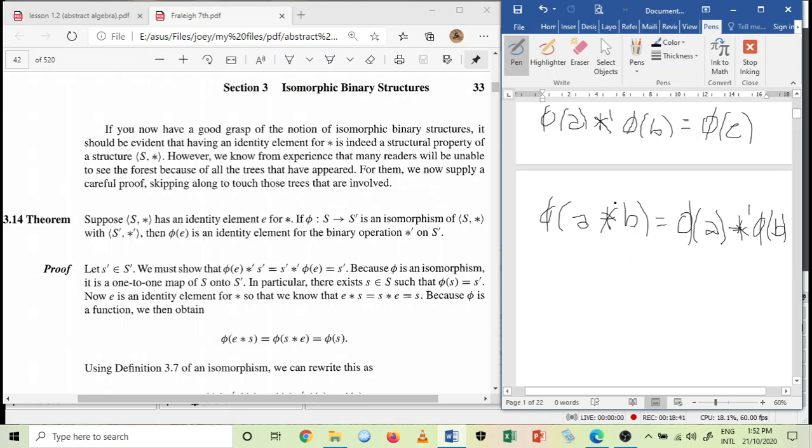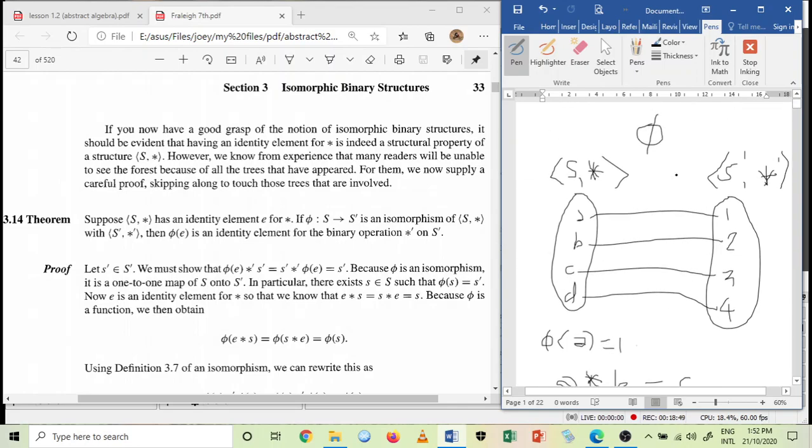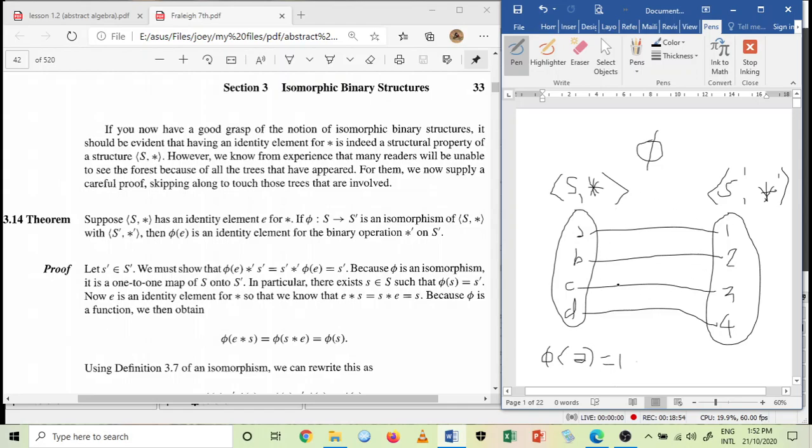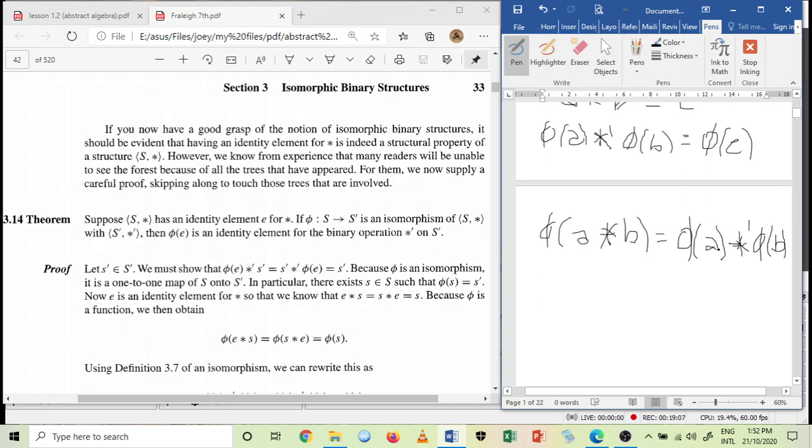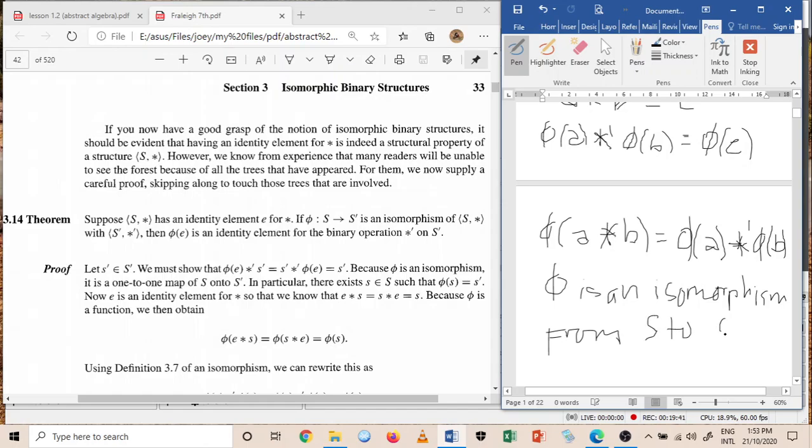So, for two binary structures to be isomorphic, there should be a one-to-one onto correspondence or function from one binary structure to the other, which preserves the operations of the two binary structures. Okay? So, phi here is called an isomorphism from S to S prime.